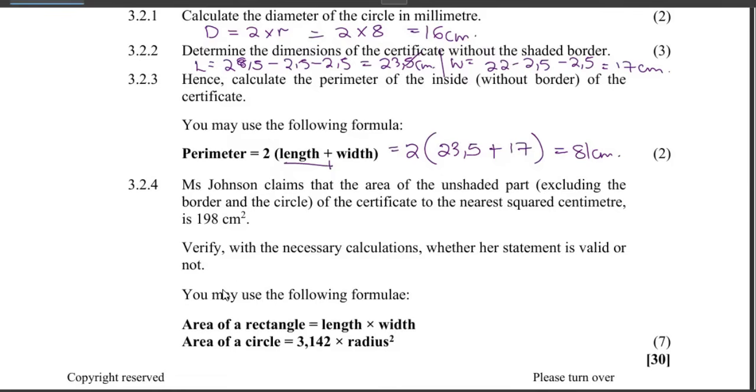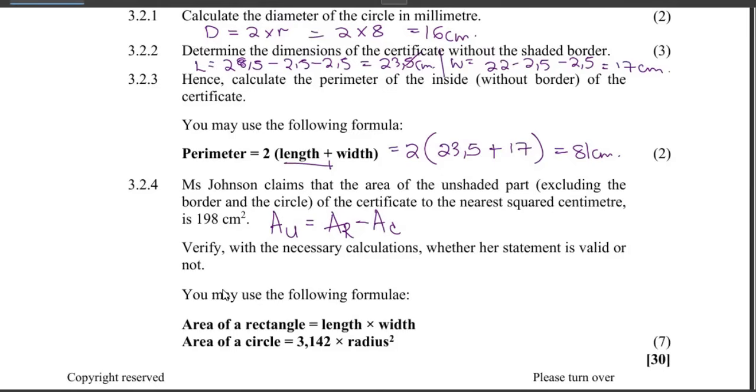Now, because we already got these measurements up here, the only thing we're going to do is get the area of the unshaded part. I'll call it AU, which is the area of the rectangle minus the area of the circle. So we need to find them separately.